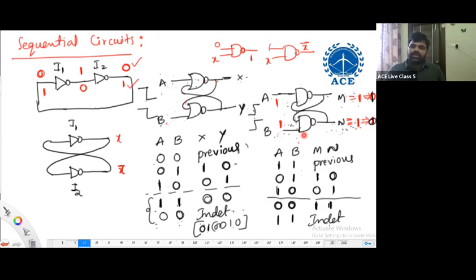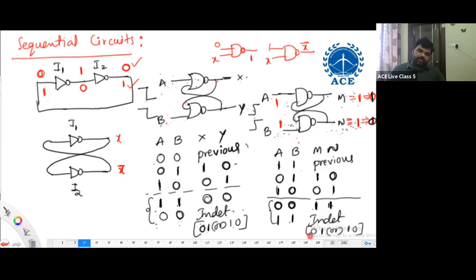So finally, what is it here? When 0, 0 is applied, we get uncomplementary outputs. Immediately, if you are applying 1, 1, either outputs can be 0, 1 or 1, 0, cannot be determined. Again, we say there is a reason. What is the reason? 0, 0 followed by 1, 1 is the reason for indeterminate. What is indeterminate? Either 0, 1 or 1, 0. Which one is correct? Cannot be determined.